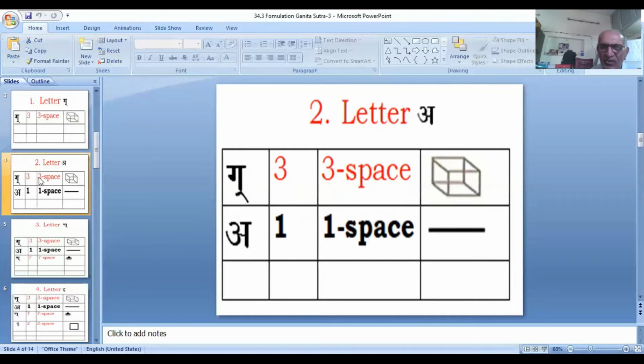The second letter of the Formulation Ganita Sutra is the first vowel O. The first vowel is of format parallel to one space. It is as one space in the role of a dimension. Therefore, in the context of the first letter Ga as of value 3 in the role of 3 space as domain fold of 3 space, at the next step it takes us to one space in the role of dimension of 3 space.